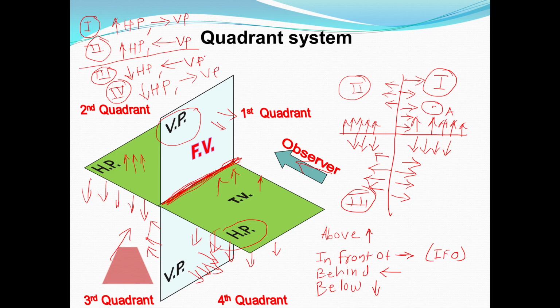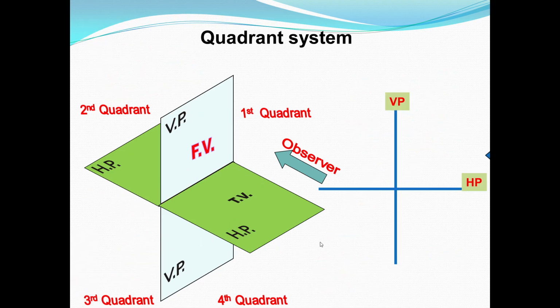Okay, quick revise. Above the HP, in front of the VP, first quadrant. Above the HP, behind the VP, second quadrant. Below the HP, behind the VP, third quadrant. Below the HP, in front of the VP, fourth quadrant. The same thing is given in the table.